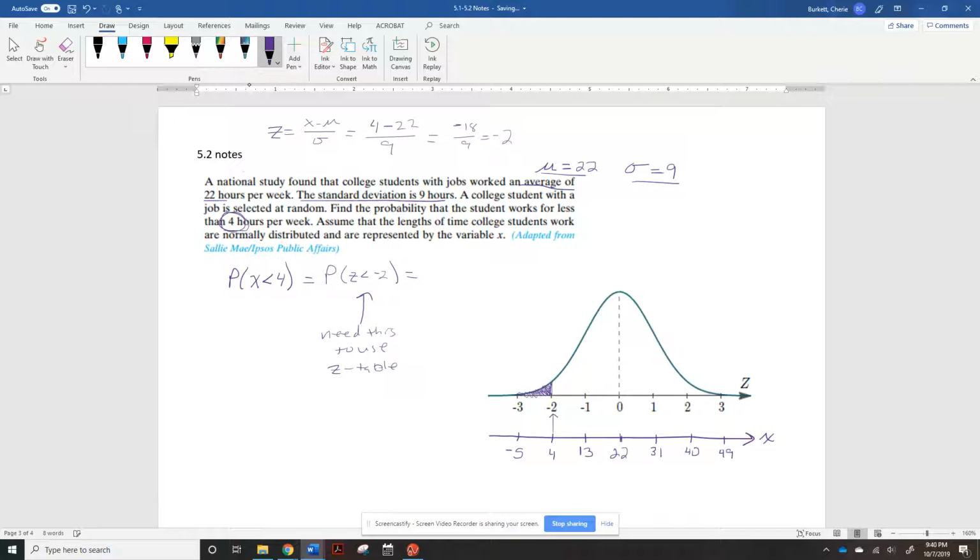If you're using the calculator, then you can use this the same way, because what do we need? We need a starting point. Where are we starting? At -infinity. And we need a stopping point. Where are we stopping? At -2, or we're stopping at 4. If we use this, then we're going to use 0 and the standard deviation of 1. If we use 4, then we're going to use 22 and a standard deviation of 9.